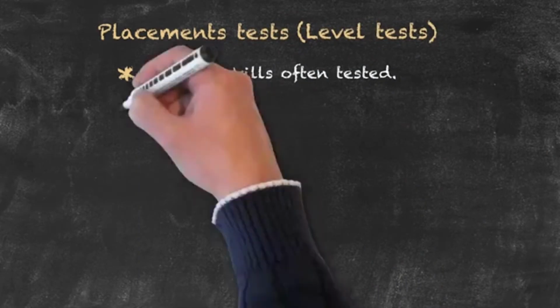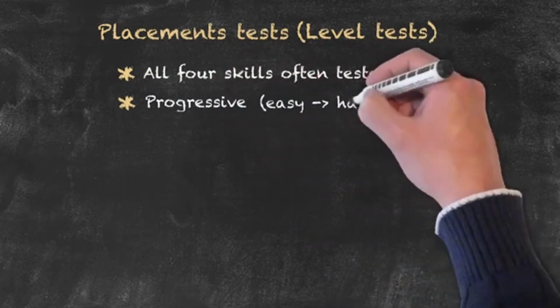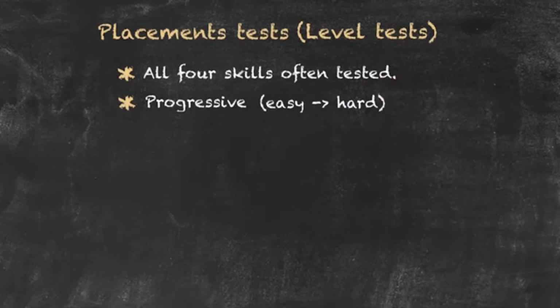And they tend to be what's called progressive. And by progressive, what we mean is that the questions tend to start easy and gradually become harder and harder. That means that not all students will get to the end of the test, and how far they actually get will determine the actual level of the students.